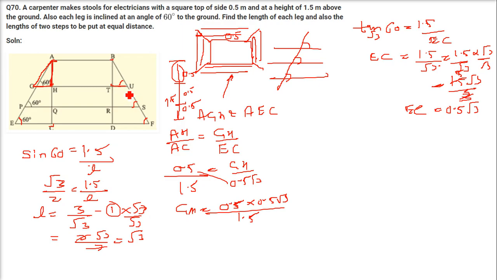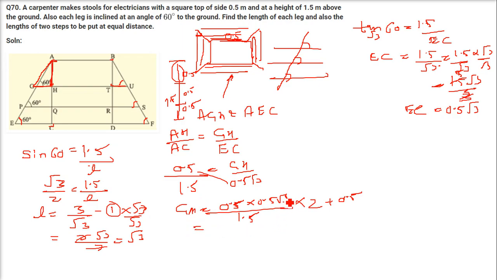This GH and this GH and this TU are the same by similarity. So I have to multiply it by 2. And then this HT, which is given as 0.5, I have to add. So if I have to find out GU, I have to add GH plus TU plus HT, so into 2 plus 0.5. This is GH, right? First one is this one.